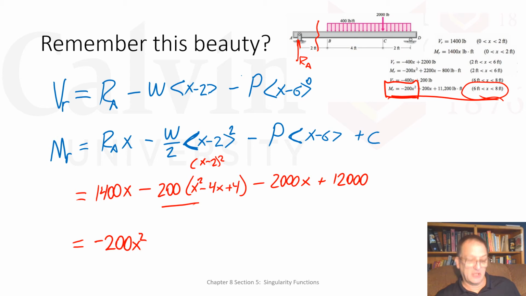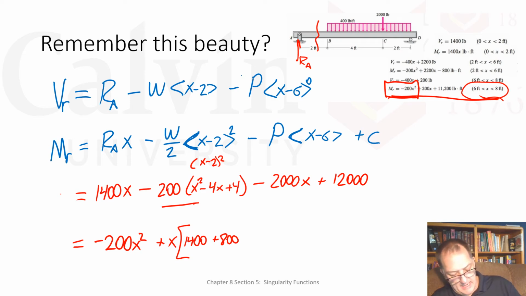Let's go to the next term, which is going to be the terms that involve x. So I'm going to go plus x times 1400. I've got a minus 200 times a minus 4, so it's going to be a minus 800. So it's plus 800. And then a minus 2000 times x. And so that's going to give me, well, 14 and 18 gives me 2600. No, 2200. Minus 2000 is going to give me a 200x.